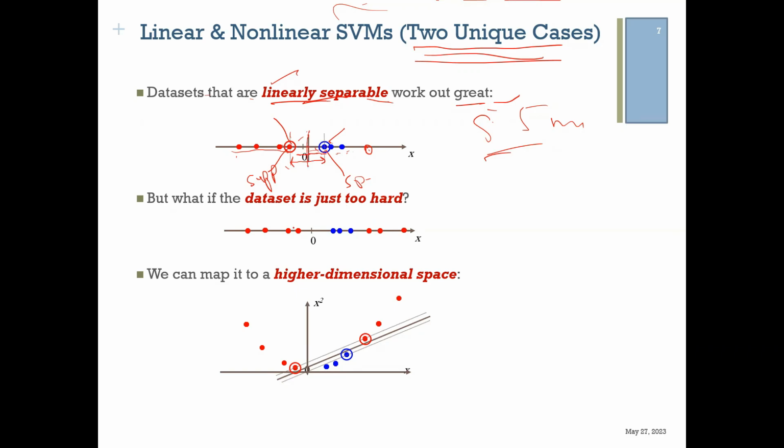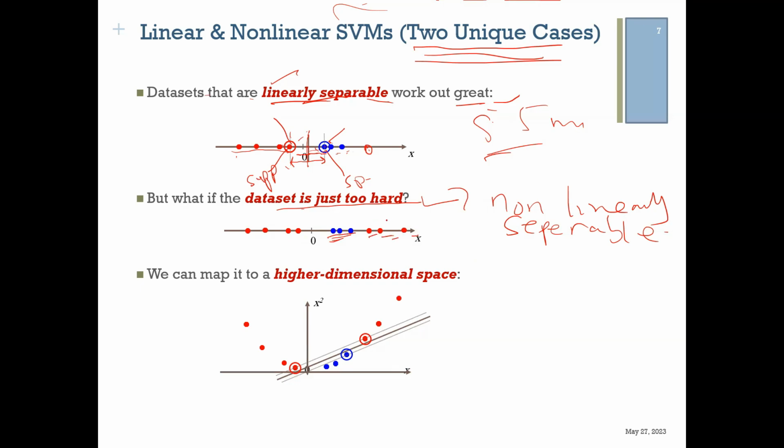However, when we go to the second case, we said, but if the data set is too hard, this is non-linearly separable. We say this is a non-linearly separable case. That is, the data is hard. Look at this one. This is the blue class. You can see the blue class here. And then you can see the red class.